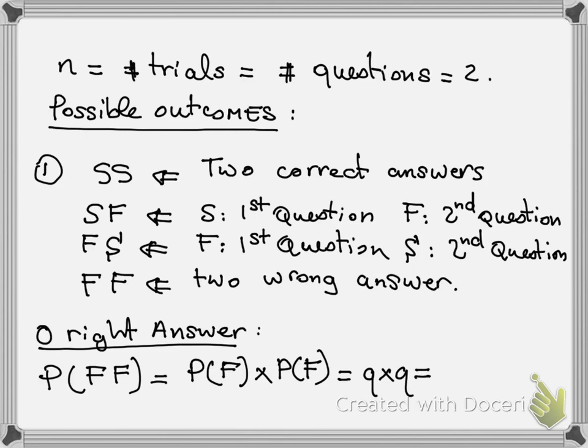And Q in this case, we said it's 0.75. That's the probability that you fail the first question, times 0.75, the probability that you fail the second question. So 0.75 times 0.75, and the answer would be 0.5625.